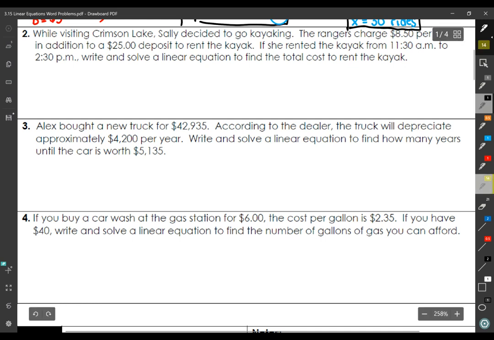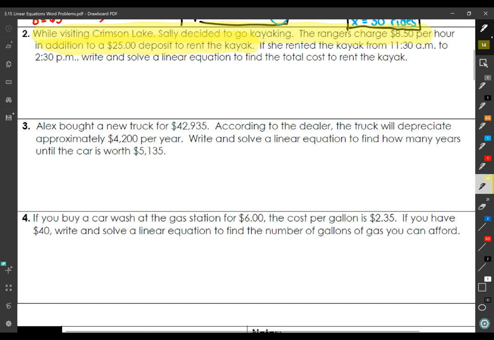Okay, so this is the information we're going to use to create the equation. These first sentences, we're going to use to create an equation. And then we're going to answer an additional question. If she rented the kayak from 11:30 a.m. to 2:30 p.m., write and solve a linear equation to find the total cost to rent the kayak. All right, so let's just deal with the first part.